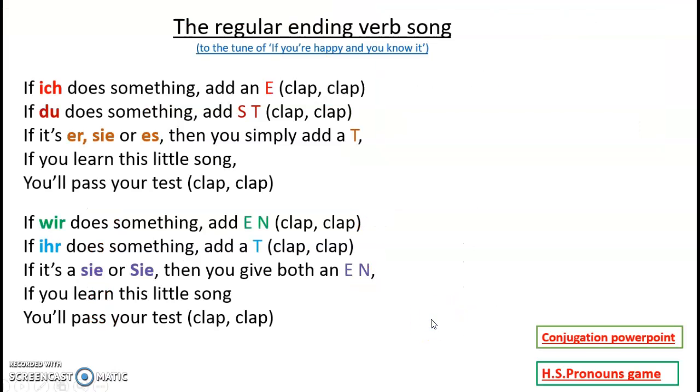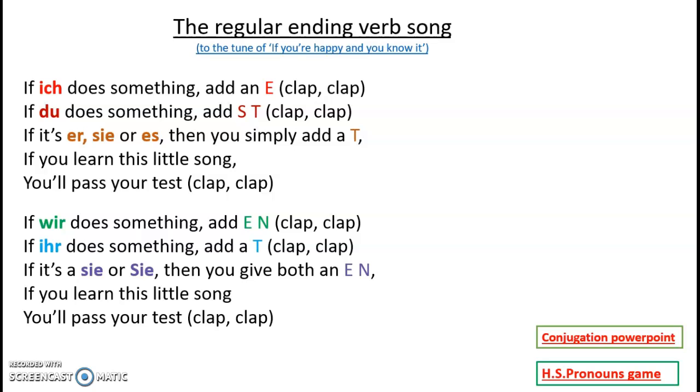Okay, so here's another thing that you can do to remember it. And it goes to the tune of If You're Happy and You Know It. So if you don't want to do this, it's okay, but it goes like this. If ich does something, add an e. If du does something, add st. If it's er, sie, or es, then you simply add a t. If you learn this little song, you'll pass your test.